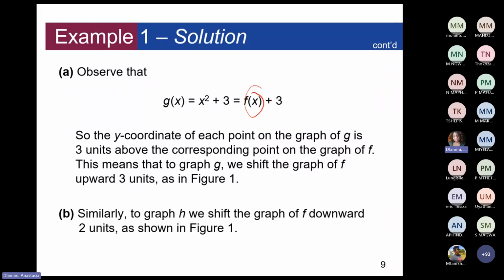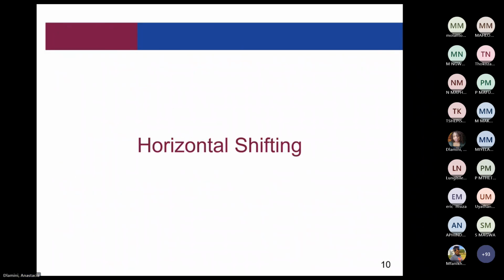Similarly, the graph of h, we shifted the graph of f downwards by 2 units. So we get figure 1. Are we all okay with horizontal shifting and vertical shifting? I mean vertical shifting, not horizontal. Yes, ma'am. Thank you.